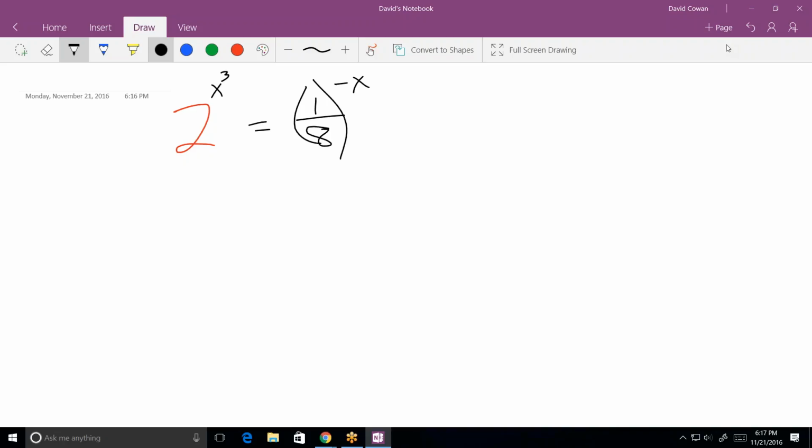1 over 2 cubed. Okay, what's another way to write it? That's correct, it is 1 over 2 cubed, but if I want to write that in terms of 2, what is it? That's what a negative exponent means.